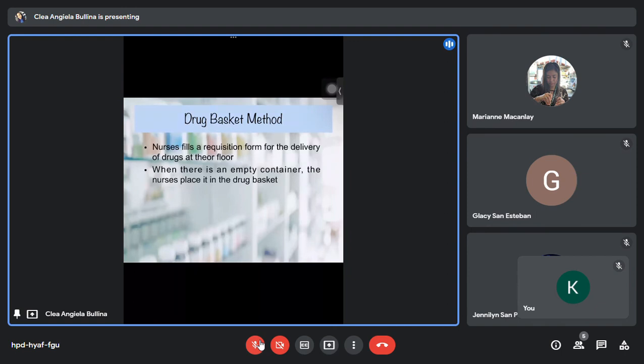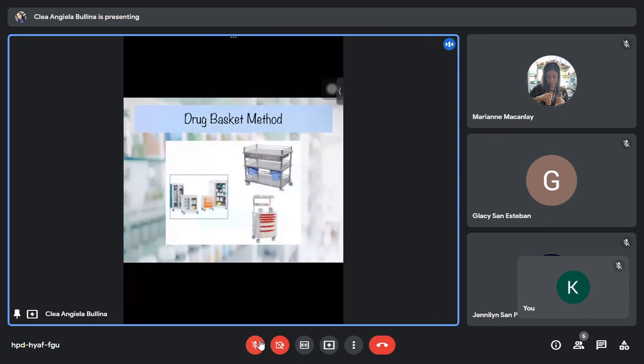Okay? So, ano yung itsura ng drug basket method? Ito siya, class. Okay, ganyan siya. The pharmacist checks that basket, okay? Kapag nakita nila na meron ng empty container which the nurses place in the drug basket, they will refill it. But who will refill it? It's the nurses. Once the basket is completed, again, the delivery of drugs is done via messenger services.